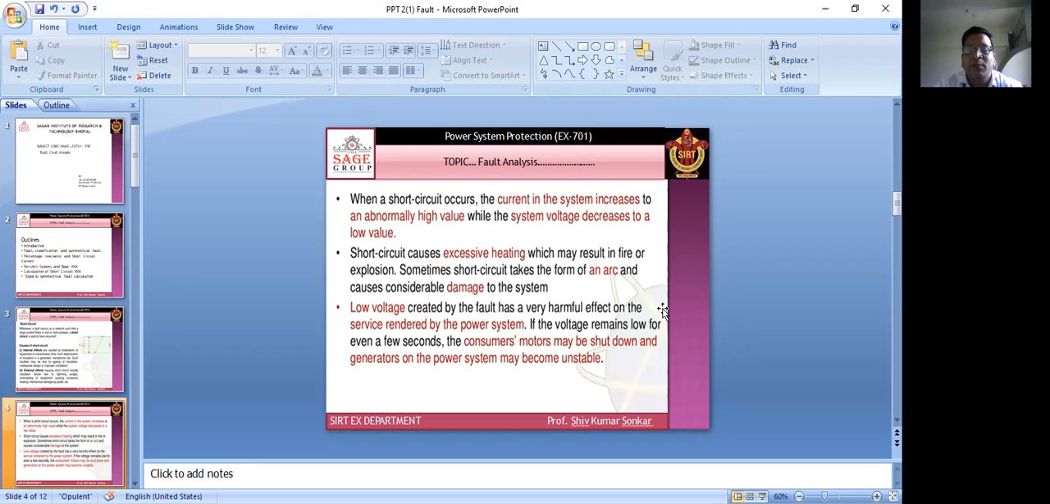If the voltage remains low for even a few seconds, the consumer motors may be shut down and generators on the power system may become unstable.